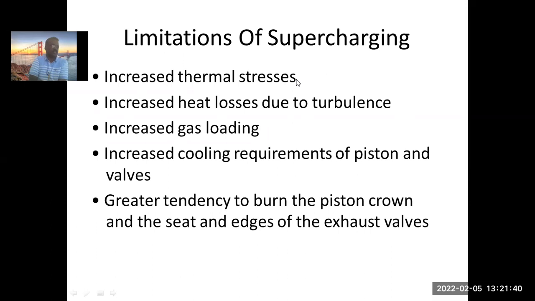What is thermal stresses? Thermal stress means it has to conduct more heat. That is the simplified meaning of thermal stresses. That is, more thermal load is coming into the picture. Why? We are increasing the pressure. When we increase the pressure, heat increases. Burning more fuel increases heat. So the cooling load increases. That means the requirement of cooling increases.